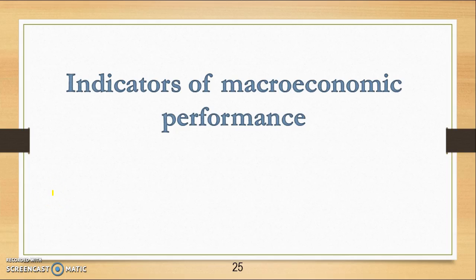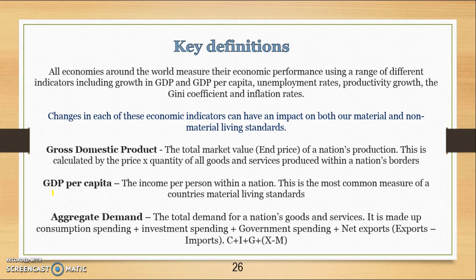Okay, in this video we're going to be looking at some key indicators of macroeconomic performance for an economy. Basically, all economies around the world measure their economic performance using a range of different indicators, and those include GDP, GDP per capita, unemployment rates, productivity growth, inflation rates, a whole range of different factors to determine whether the living standards within that country are improving. Changes to each of these economic indicators can have an impact on both material and non-material living standards.